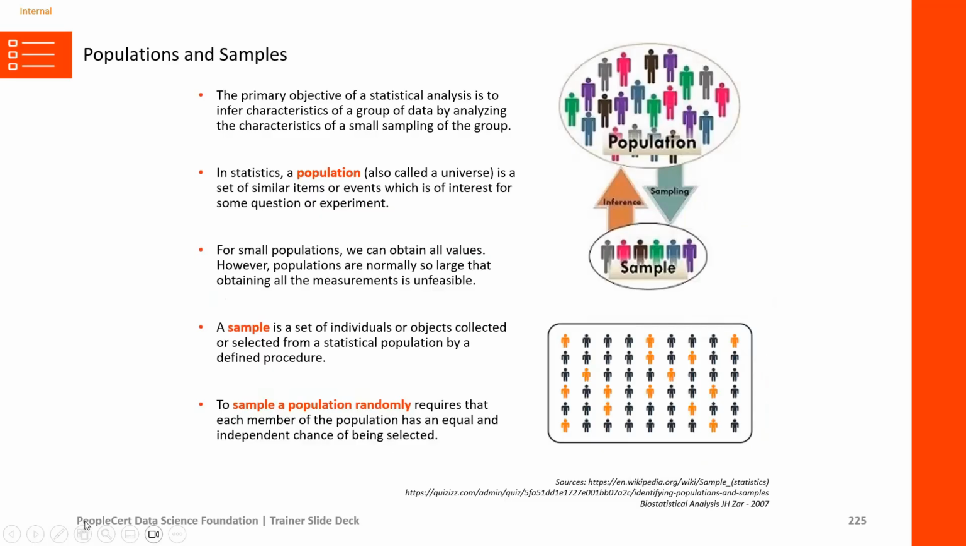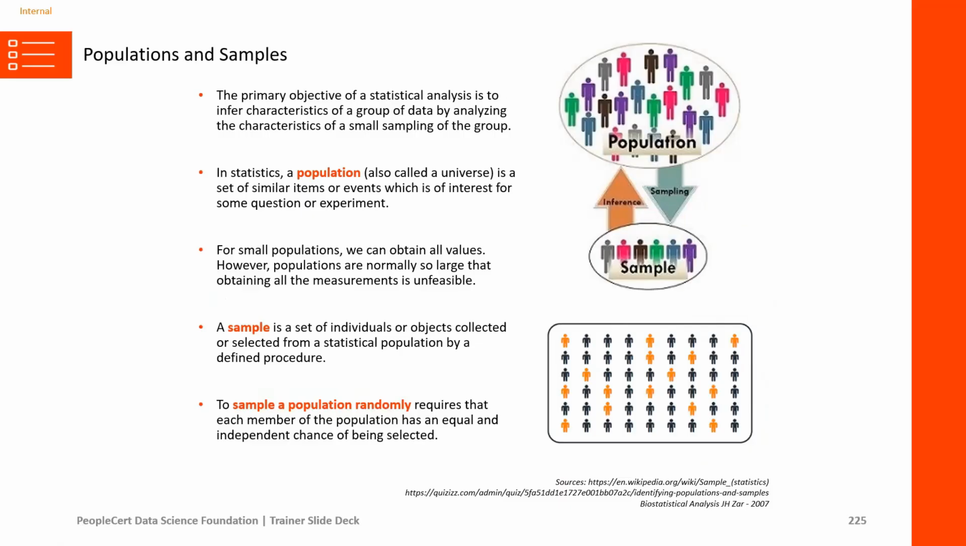Now let's look at the definition of population and sample. The prime objective of statistical analysis is basically to infer the characteristics of a group of data by analyzing the characteristics of a smaller sampling of the group. So a sample is a smaller representation of a population. That is the typical definition of a sample.